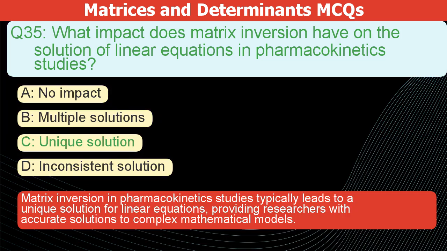The correct answer is C. Matrix inversion in pharmacokinetic studies typically leads to a unique solution for linear equations, providing researchers with accurate solutions to complex mathematical models.